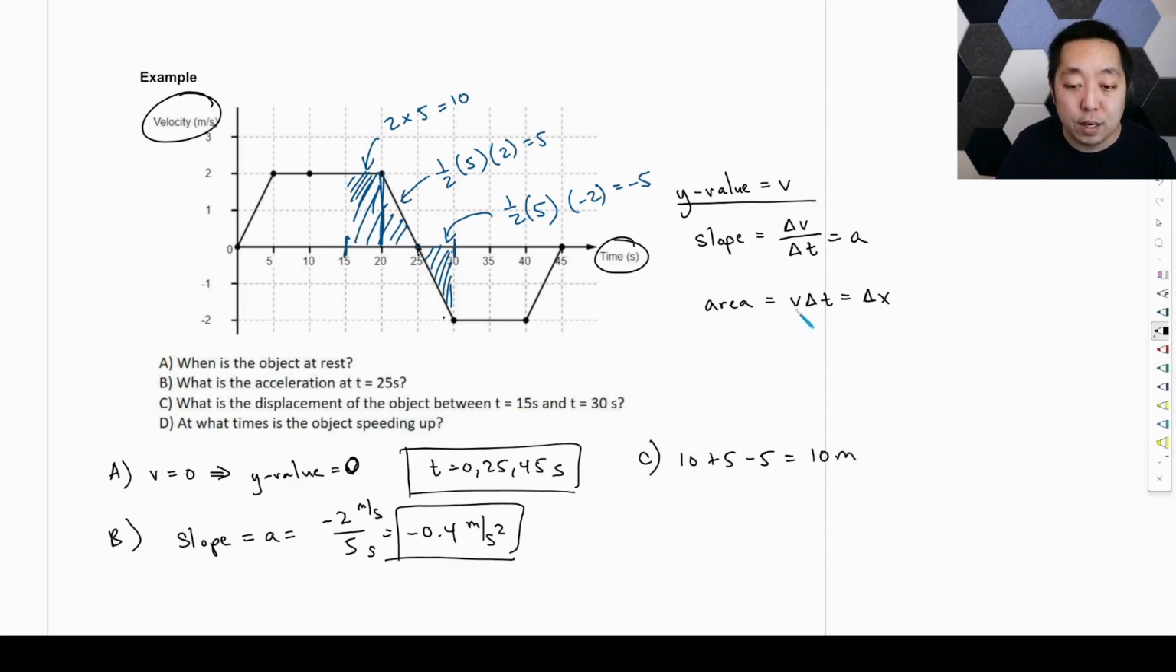Why? Because remember, when we look at the units for the area, it's meters per second here, and then the time is seconds. Those will cancel and we'll just get meters. And that makes sense. Displacement is measured in meters, right?